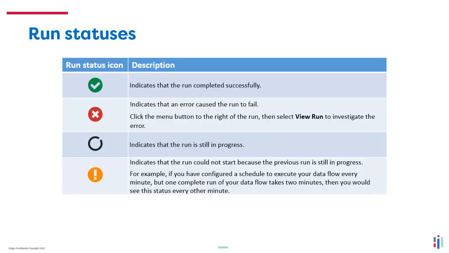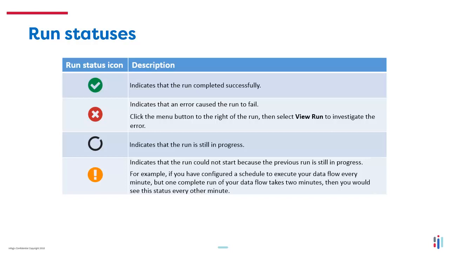The status icon of the runs will be one of the following at any one time. Green tick, which indicates that the run completed successfully. Red cross indicates that an error caused the run to fail. You can click on the menu button to the right of the run then select View Run to investigate the error. A black circle indicates that the run is still in progress. You cannot open a run that is still in progress.